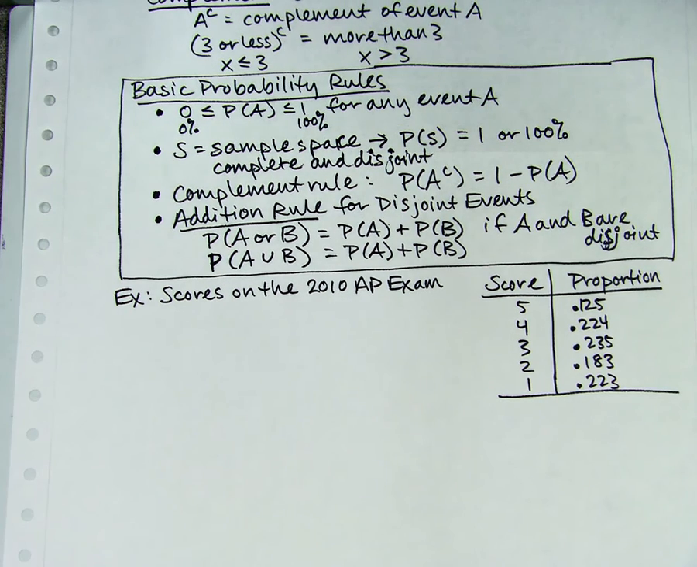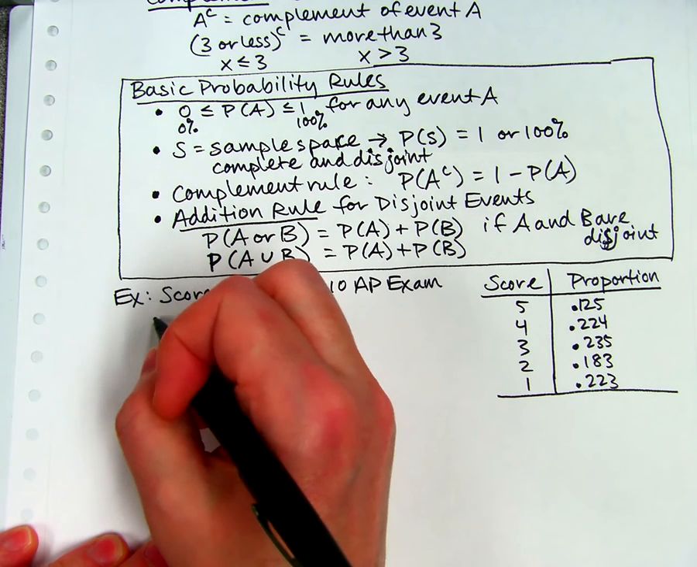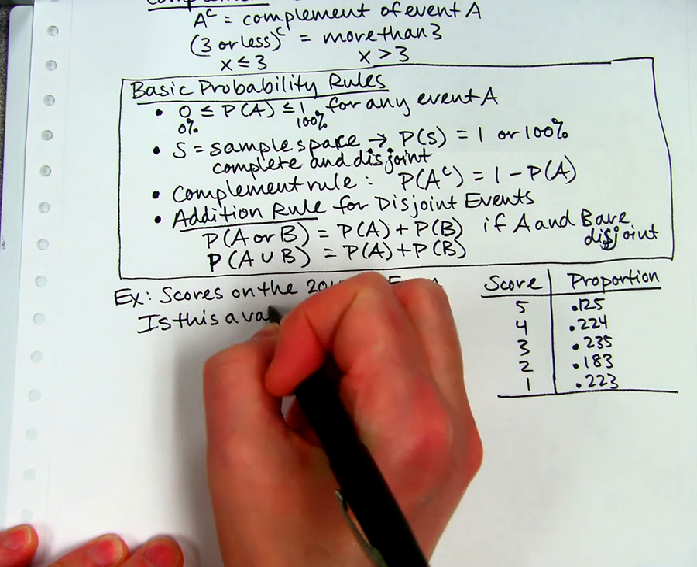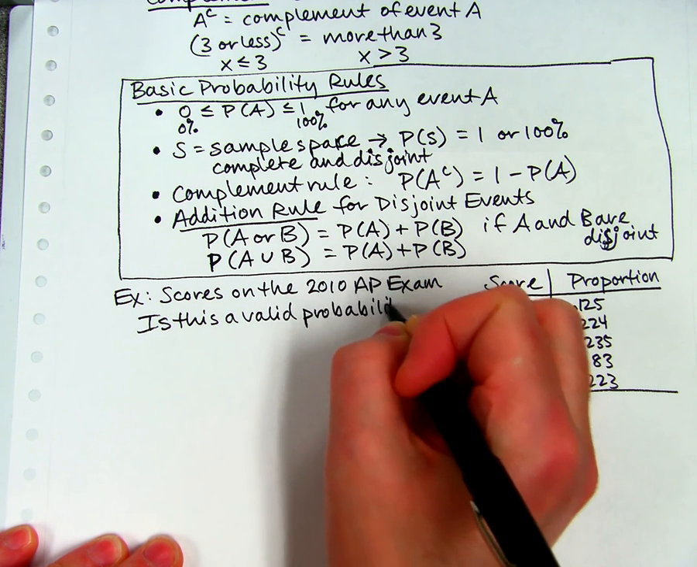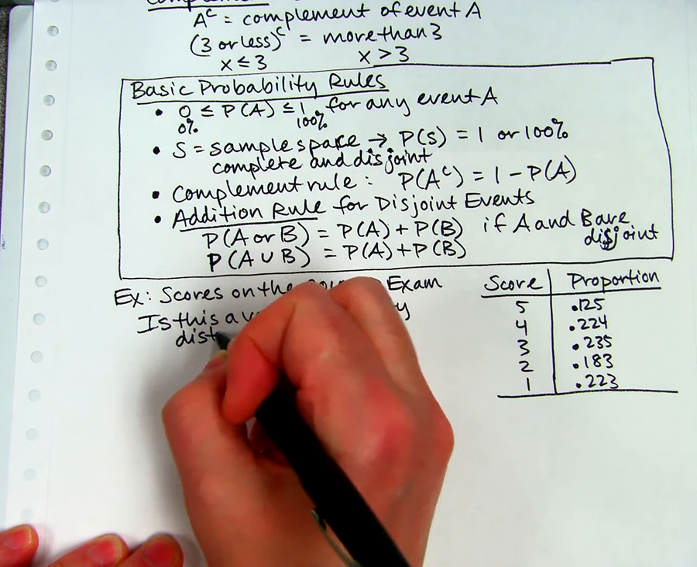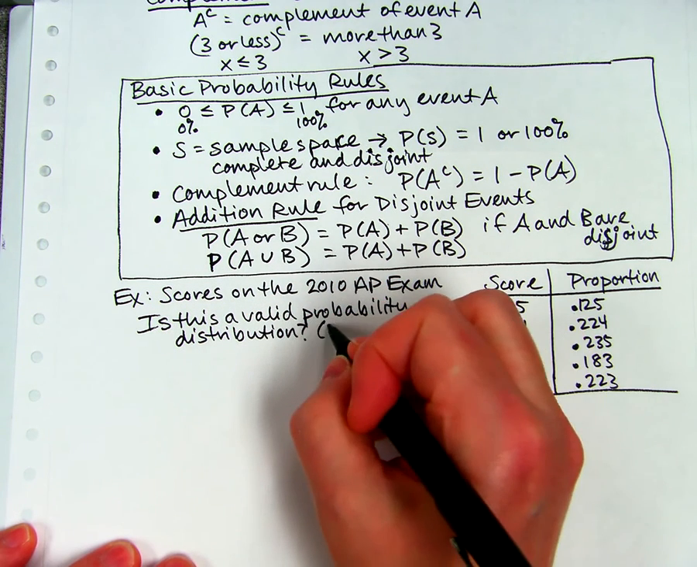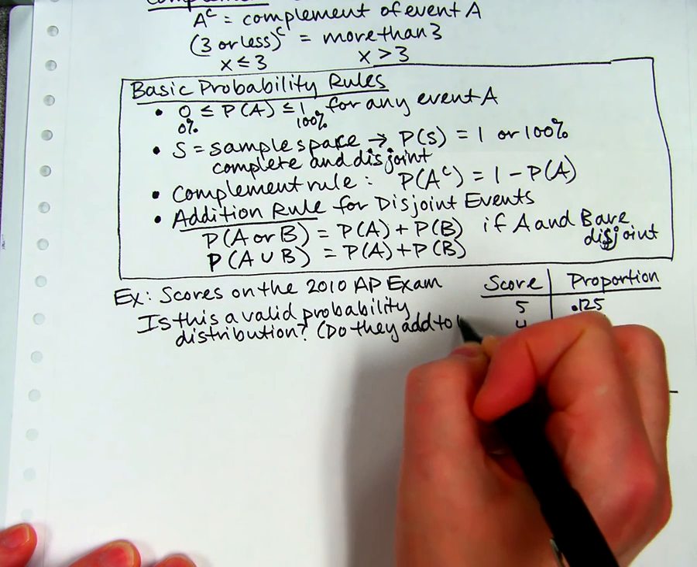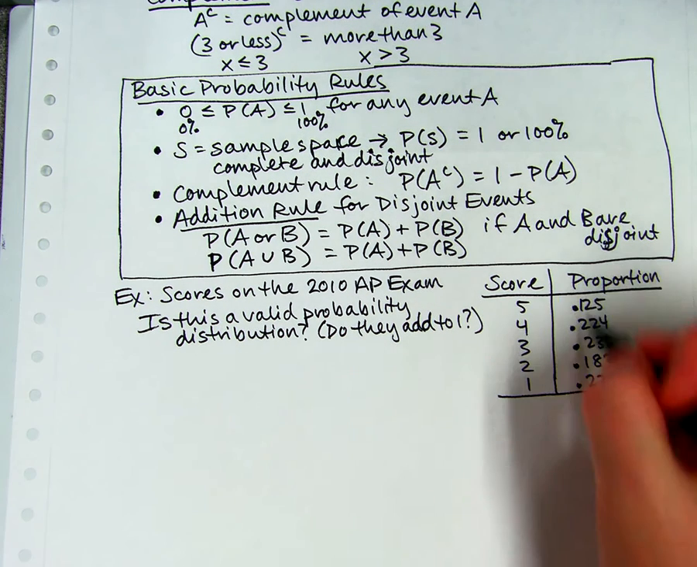So the first question is, is this a valid probability distribution? I got this information off the AP website, so you would think they would do it right. That's a fancy way of saying, do they add up to 1 like they're supposed to? And also it includes, are they complete and disjoint? We're not leaving out any possible scores. We're not putting any overlapping scores in. That means they ought to add up to 1.